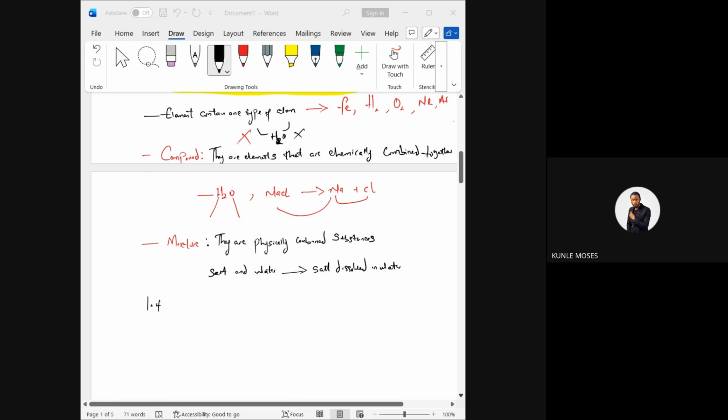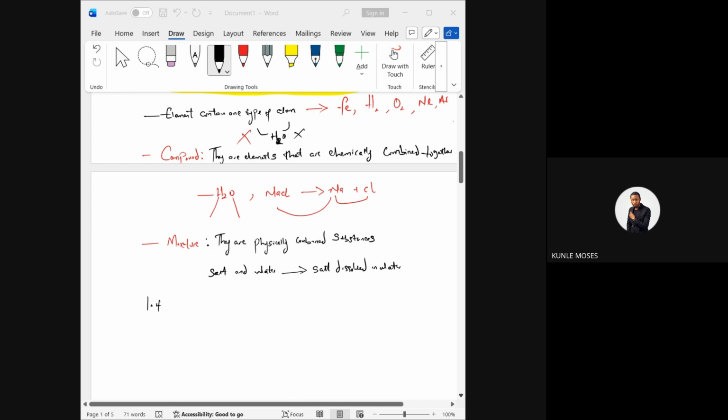So let's proceed, please. The third thing we talked about was mixture. I believe you understand the difference between mixtures and compounds. One is chemically combined together, while the other is physically combined together. So compounds are chemically combined, while mixtures are physically combined substances.